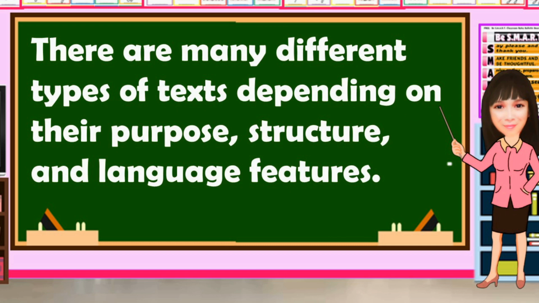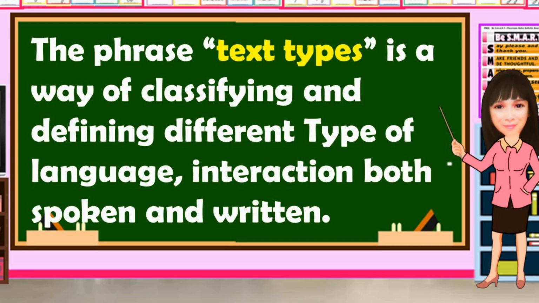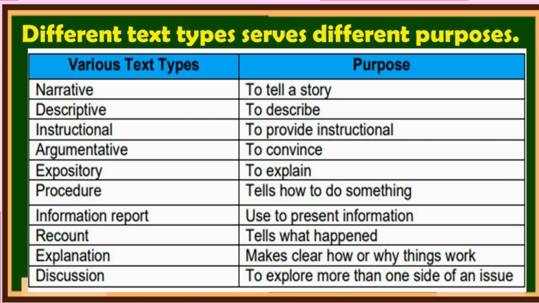There are many different types of texts depending on their purpose, structure, and language features. The phrase text types is a way of classifying and defining different types of language interaction, both spoken and written. Here are different text types that serve different purposes. The first column is various text types, and the second column is purposes of the different text types.